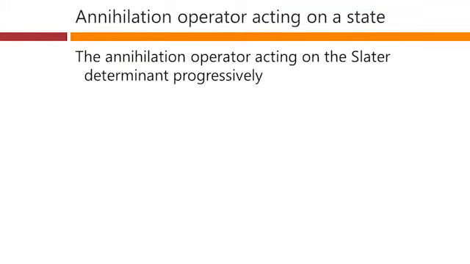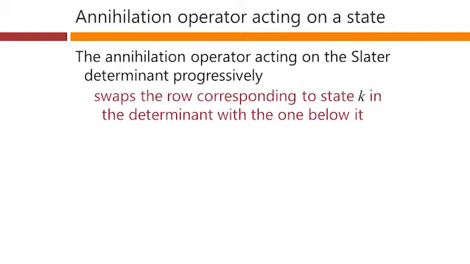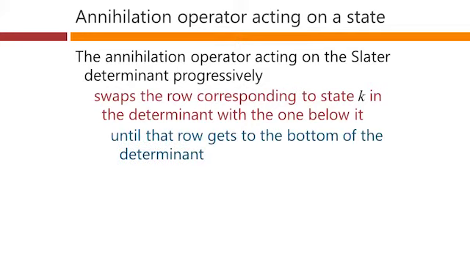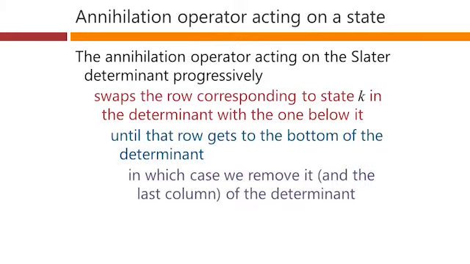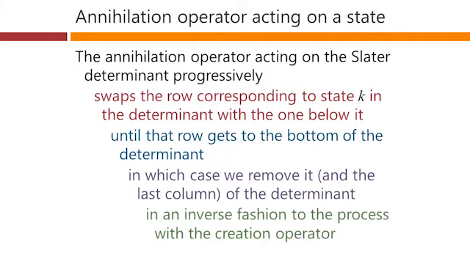The annihilation operator acting on the Slater determinant progressively swaps the row corresponding to state k in the determinant with the one below it, until that row gets to the bottom of the determinant, in which case we remove it. And of course we have to simultaneously remove the rightmost column of the determinant, the last column. And that's in an exact inverse fashion to the process we used with the creation operator.